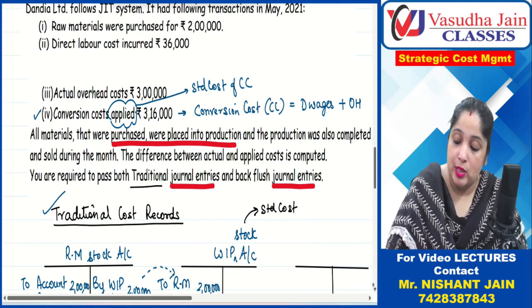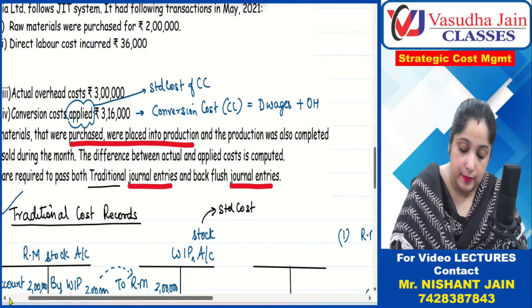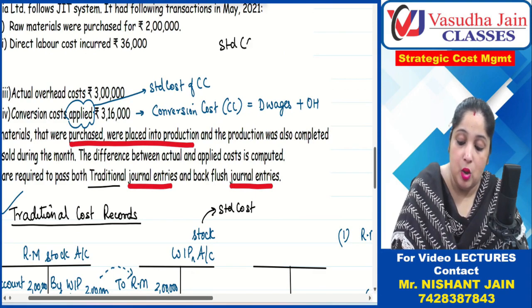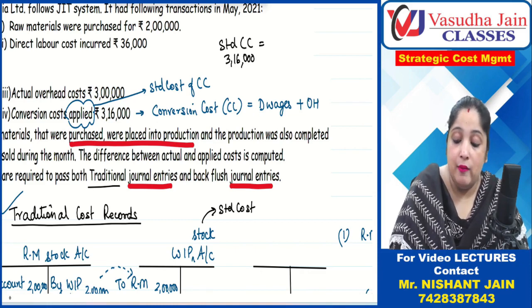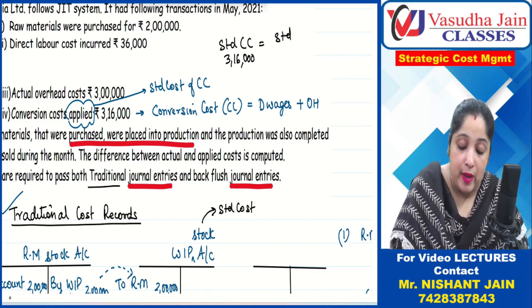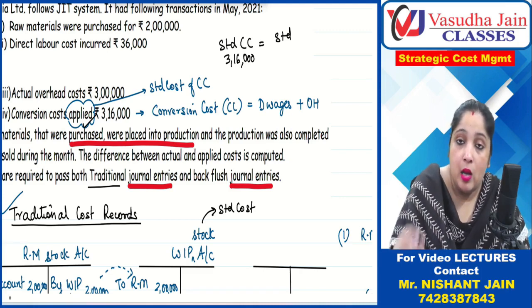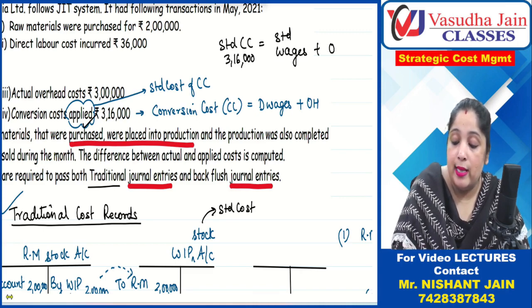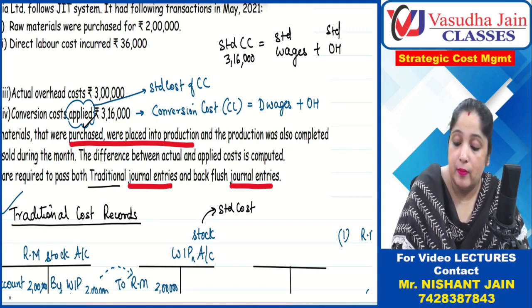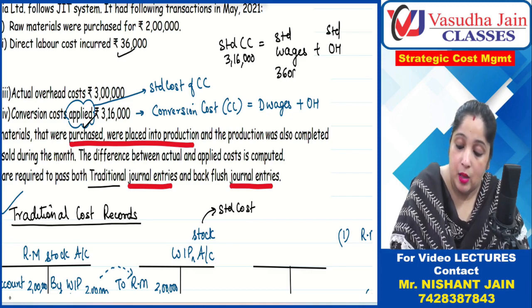Conversion cost is how much? It is clearly saying the standard conversion cost is 3,16,000, right? Now standard conversion cost is comprised of standard. Why standard conversion cost? Because applied word is used. Conversion cost is a sum of wages plus overheads, right? Now we know wages are how much? 36,000. So that means this will come as the balancing figure.